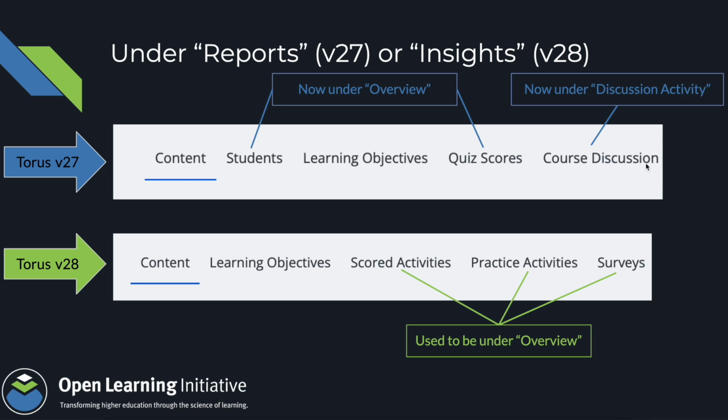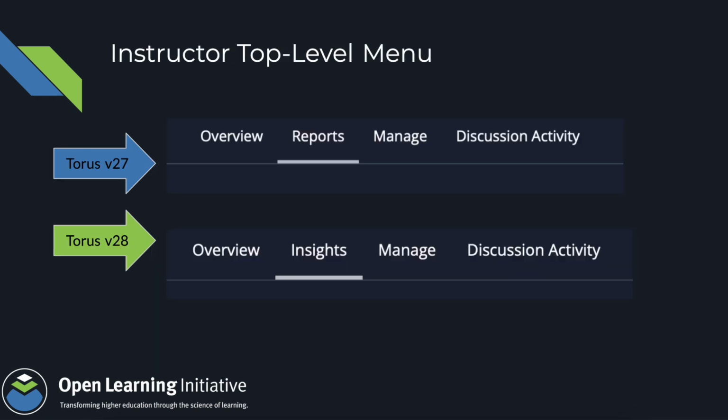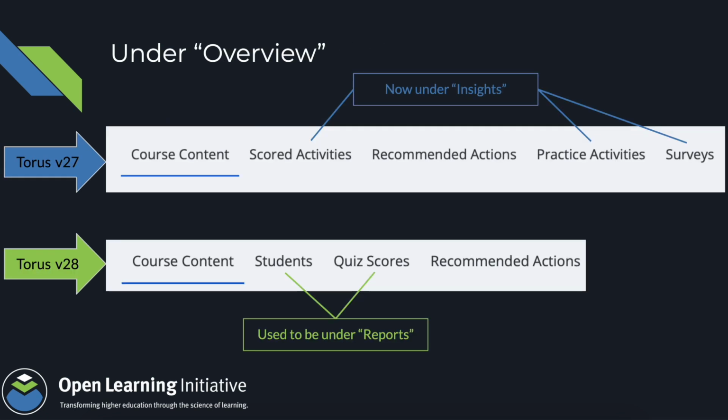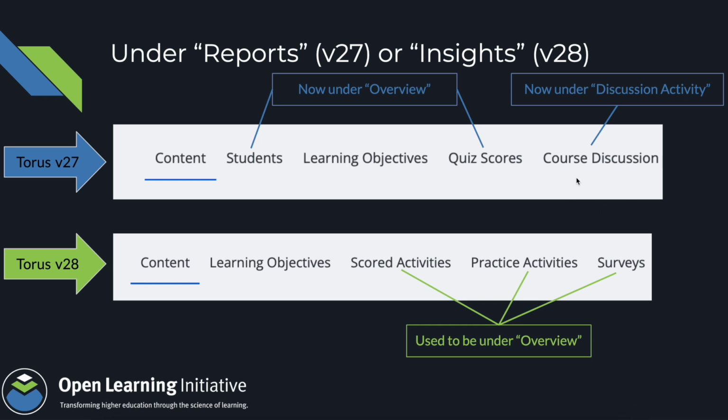And then you'll also notice that this course discussion tab that had been in Torus version 27 under Reports has just been consolidated into that top level menu item, discussion activity. So there's no reason to go to a sub menu now. You're just going to go to that discussion activity. So those are how the contents of the menu items have been reorganized. And now I'm going to show you some changes that we've made to our instructor dashboard on the actual pages under these menu items.